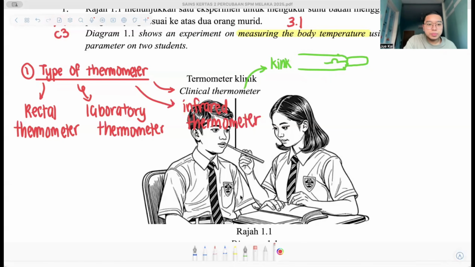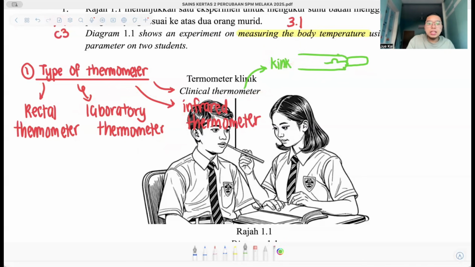So only the clinical thermometer has this. Other thermometers don't, especially the laboratory thermometer, because both of them look the same. So sometimes students get confused. I just tell you, no need to be confused. Only the clinical thermometer has a kink. That's all you need to know.